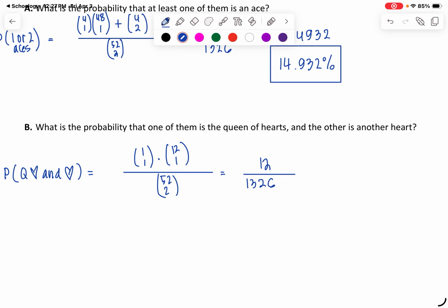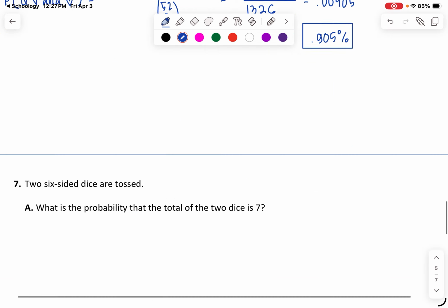Once again, so proud of myself. 12 divided by 1326 is 0.00905. So that is 0.905%. Okay. So once again, small percentage.